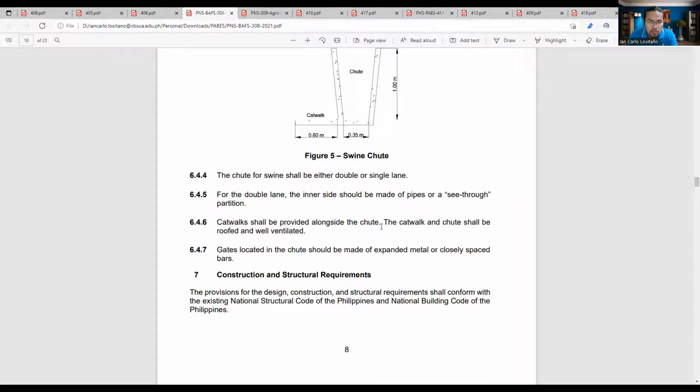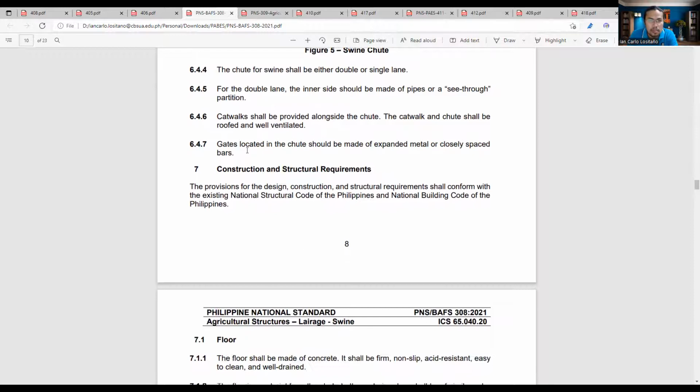Catwalks shall be provided along the side of the chute. So this is for the handlers. And the catwalk and chute shall be roofed and well ventilated. Okay. Again, to avoid stress and also to protect the people and the animals. Gates located in the chute should be made of expanded metal or closely spaced bars.